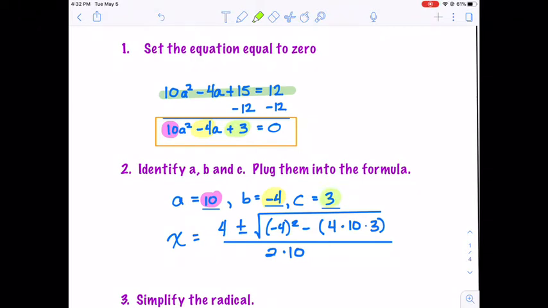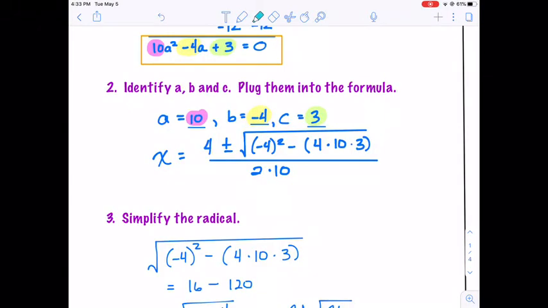So I just put those numbers in for A, B, and C in the formula. X is equal to negative B. Well, negative means the opposite of B. B was a negative 4, so we change that to a positive 4. Plus or minus the square root of b squared, so I have negative 4 squared, minus 4 times a times c, 4 times 10 times 3, all over 2a, 2 times 10. Just plug in the numbers.